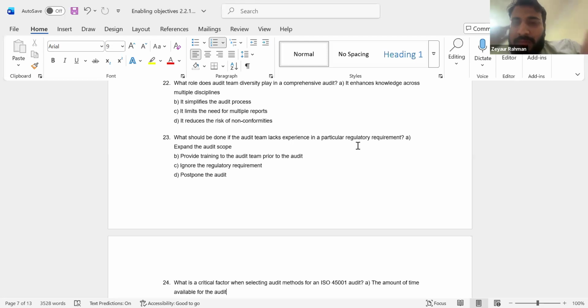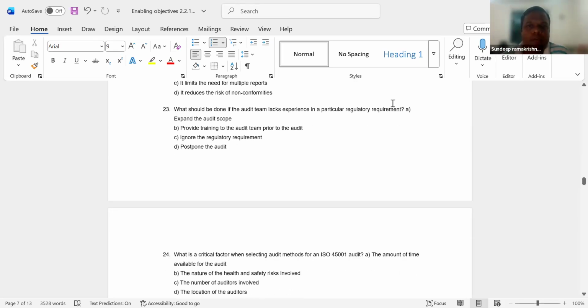Yes, right. Sir, what does diversity mean? Have they worked in many organizations, or what? Various industry sectors. People who have experience in multiple industry sectors are called diverse auditors. So audit team diversity means people with various industry sector experience brought into an audit. So everybody's knowledge is enhanced. That is right. Okay, we go to 23.